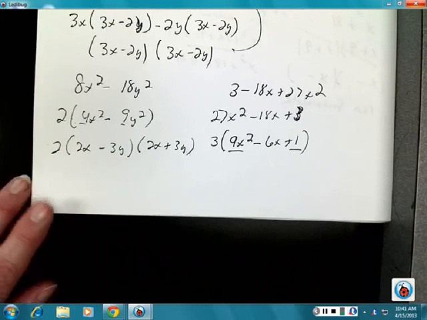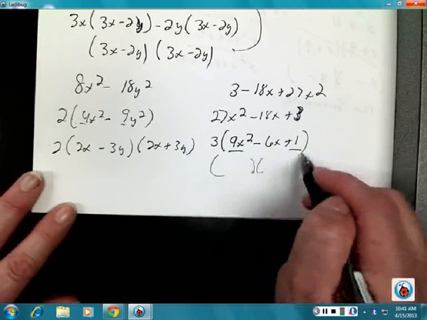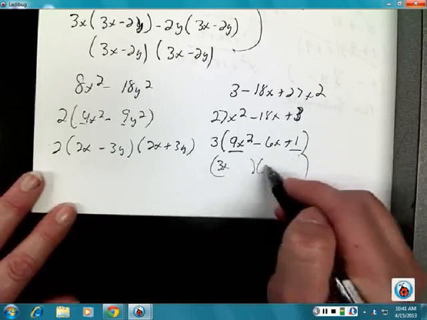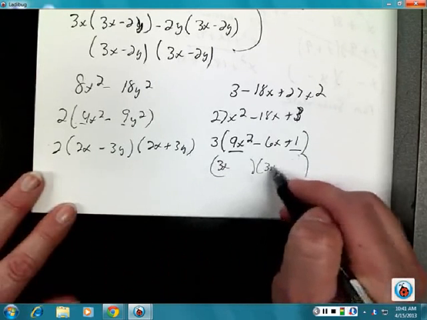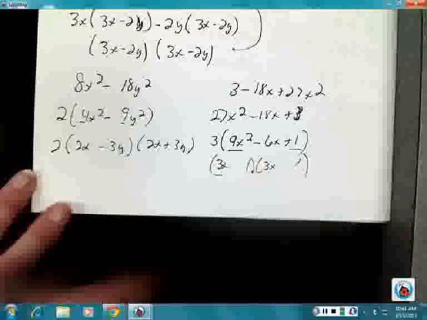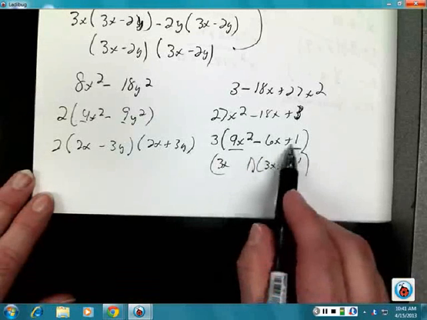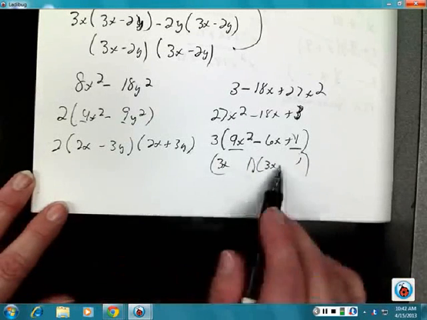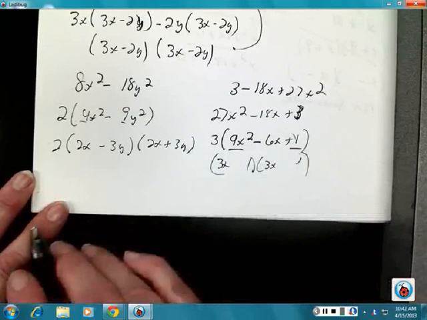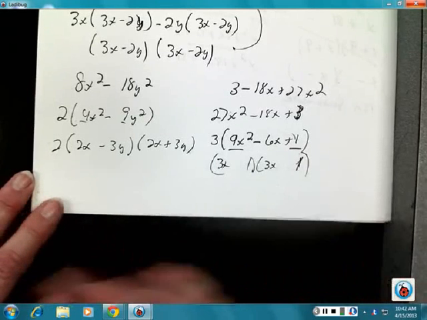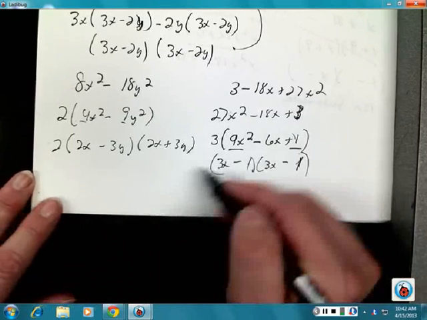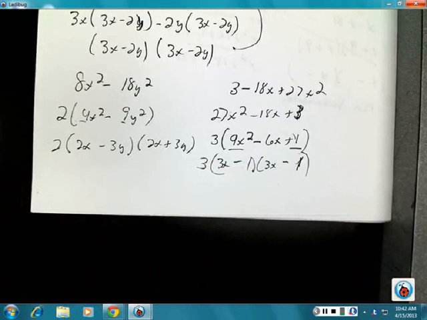Okay, well, let me write this down. 3x and 3x, we all agree, right? 1 was 1 and 1. Because it's a plus and a minus in the middle, both are negative. Both are negatives. And don't forget your 3 you pulled out originally.